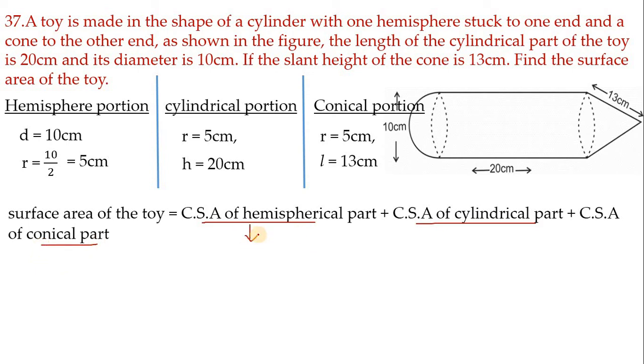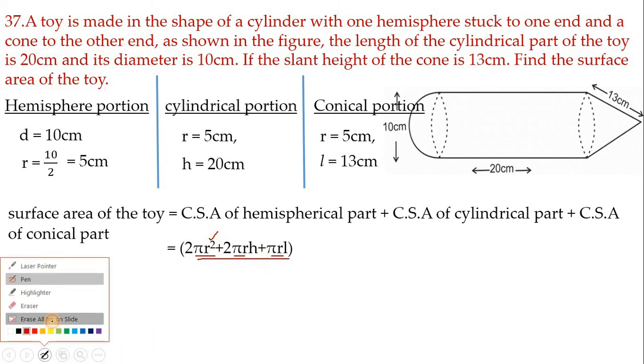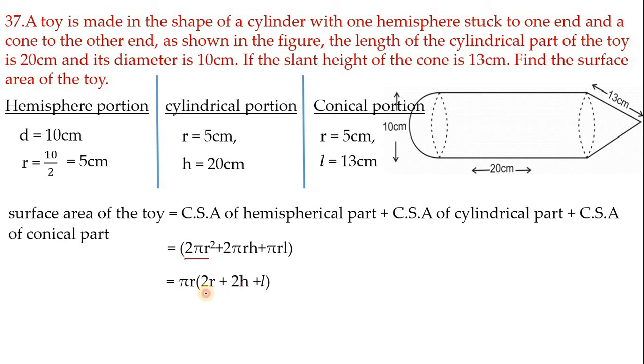What is the CSA of hemisphere formula? That is 2 pi r square, isn't it? CSA of hemisphere is 2 pi r square. What is the CSA of cylinder formula? That is 2 pi r h. CSA of cone is pi r l. These are the formulas. Now in this, what can we take as common factor? See, pi is present here, r is there, here also pi r is there, here also pi r is there. But here 2 times r is there, and we can take only 1 r as common factor. So finally we can take pi r as common factor. Here 2r will be left out, here 2h will be left out, and here only l will be left out, children.